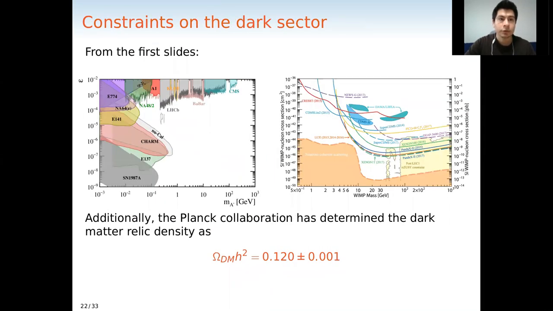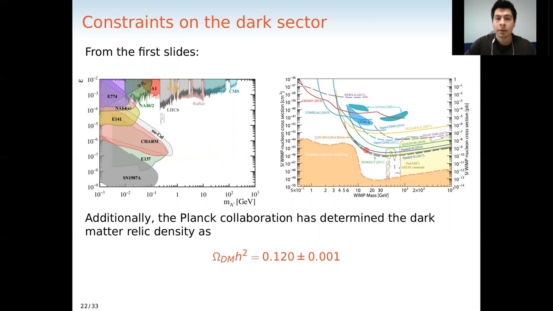We also have the constraints on the dark sector. I talked a little bit about this previously. Since we have a dark photon, we have to require that it is consistent with the limits that have been put on the usual dark photon. We can translate this epsilon, which comes from the mixing of the dark photon with the standard model photon. In our case, this is going to be translated into the mixing of the dark photon with the rest of the scalars.